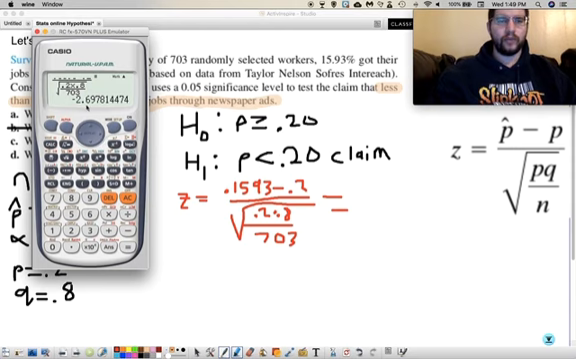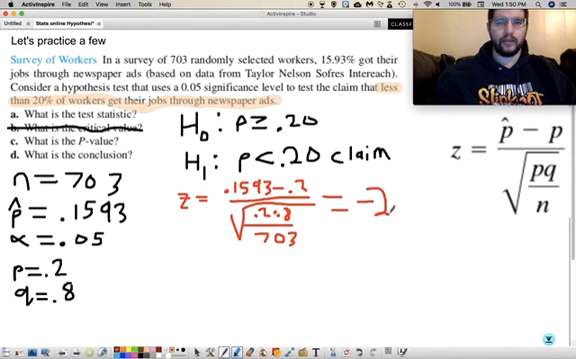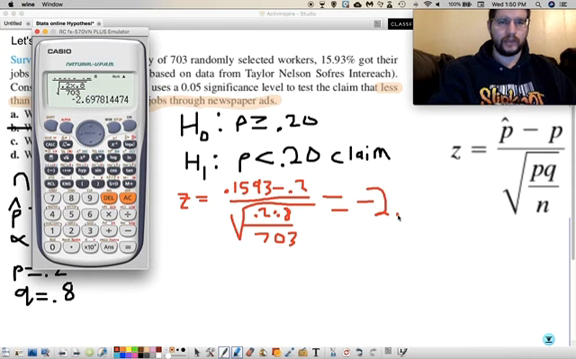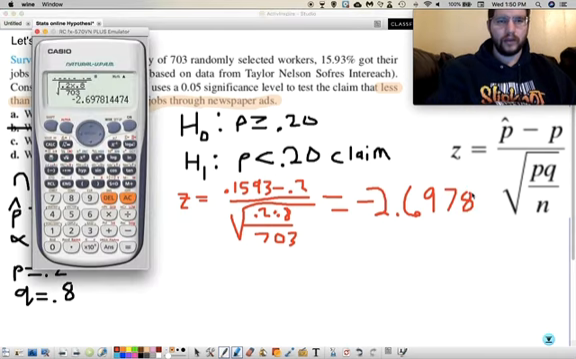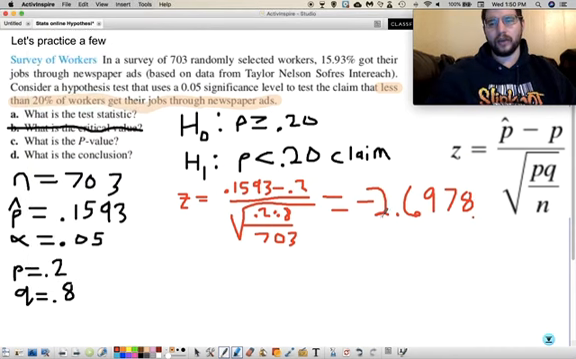So we get negative 2.697. To be safe, I'm going to go to 4 decimal places. And again, we only care really about the 2 decimal places, because that's what we're going to look up on the chart. Negative 2.697, there we go. So what we're going to look up on the chart is negative 2.70.